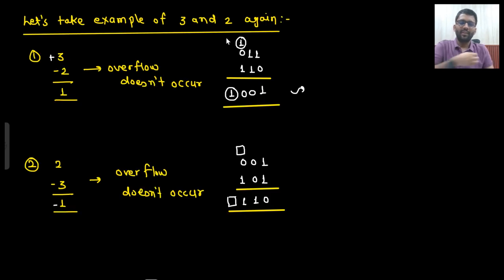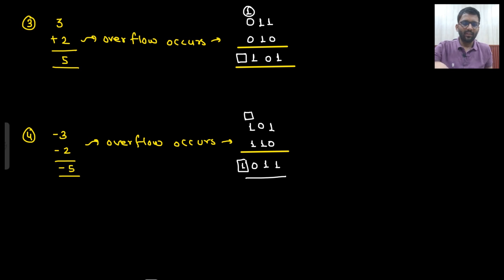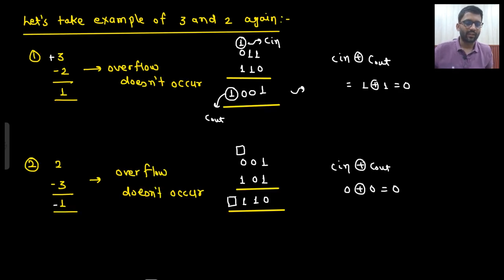Now if I call this C in and this C out, and I do this calculation, C in XOR C out, what am I getting here? 1 XOR 1 is equal to 0. C in XOR C out. Here there was no carry. Here there is no carry. 0 XOR 0 is 0. In both of the conditions, overflow did not occur.